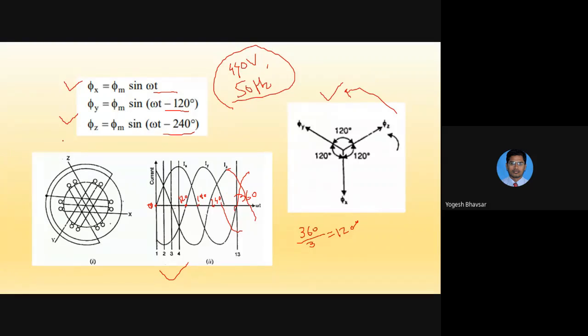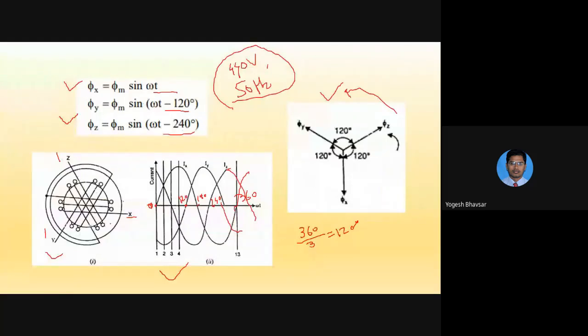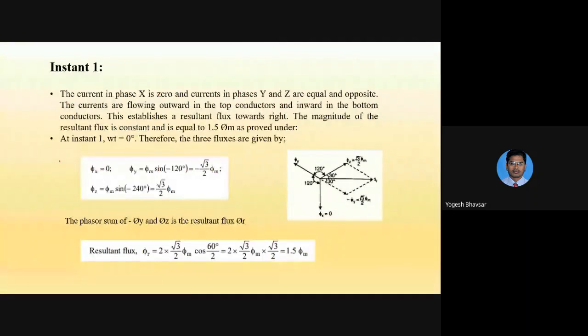So this is what the basic equations, waveform and phasor diagram for 3-phase supply. So it will look like this. Winding will be this X phase, this is the Y phase, and this is the Z. Now we need to consider different instances to understand how the magnetic field is propagated. Okay. So let us consider instant 1.